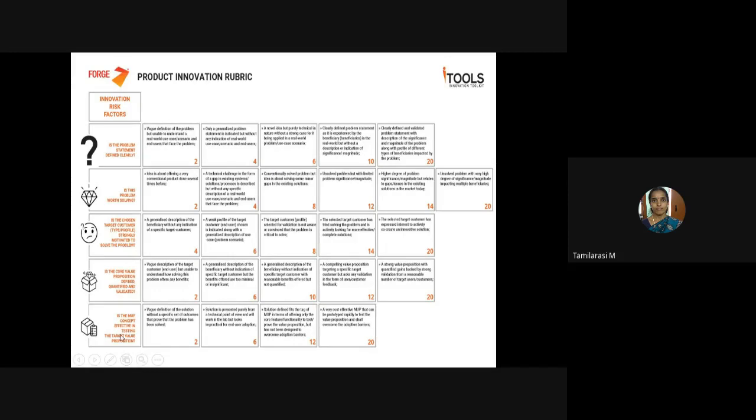Okay, feasibility of the implementation. If it is only at the idea level, you can give 2 marks, or if you have experimented as a prototype at lab level, 6. Otherwise, if you have actually implemented it, you can give 12. With barriers means 12, without barriers means 20.